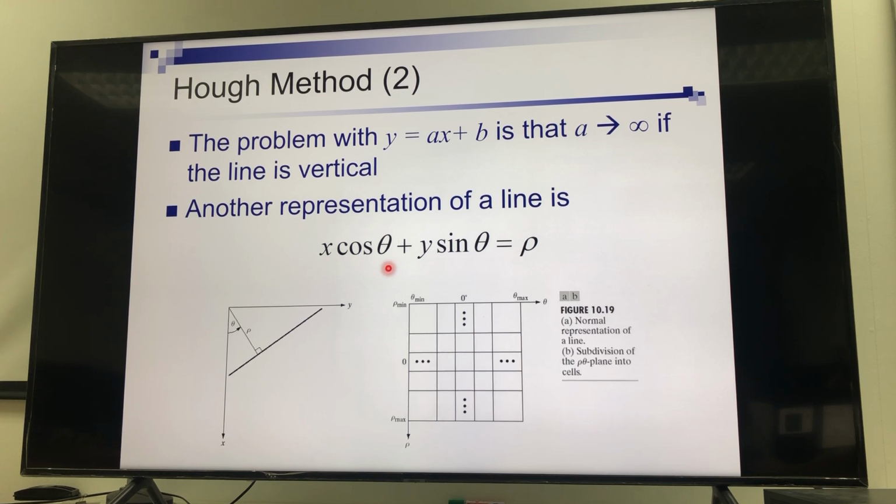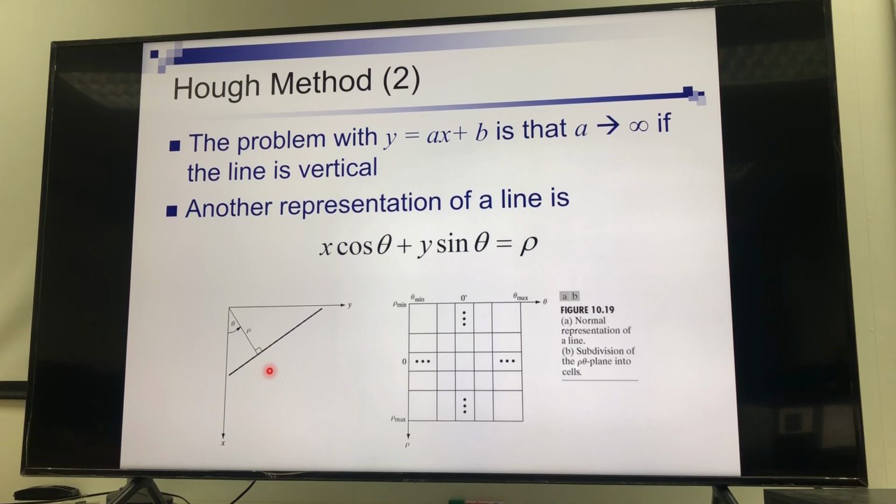x cosine theta plus y sine theta equals rho. This is basically the polar form of a straight line. Rho is measured from 0, 0 along the radius that is perpendicular to the straight line, and theta is the angle of that radius with respect to x. This is the angle theta and the radius rho.